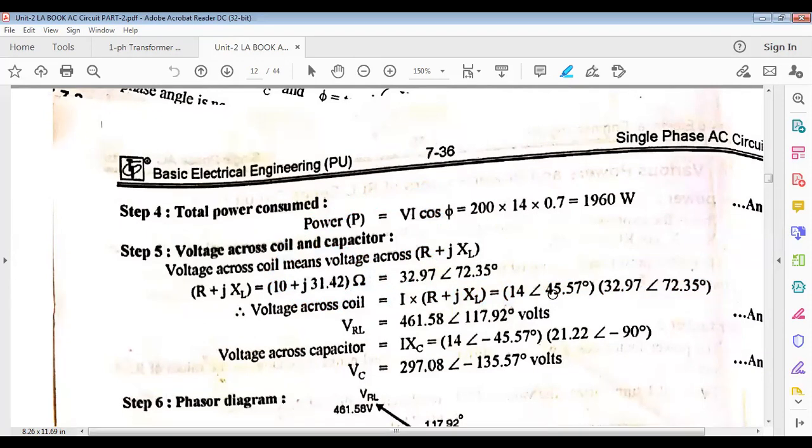So current in polar form we know, impedance in polar form we know. Multiply the magnitudes, you will get 461 point something. And what do you have to do with the angle? Here both are positive, so simply add them. You will get 117 point something. So that is the voltage across coil, is it clear?